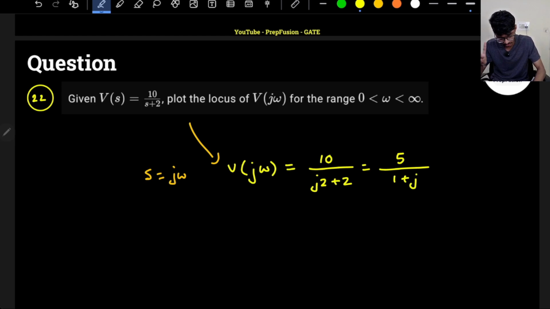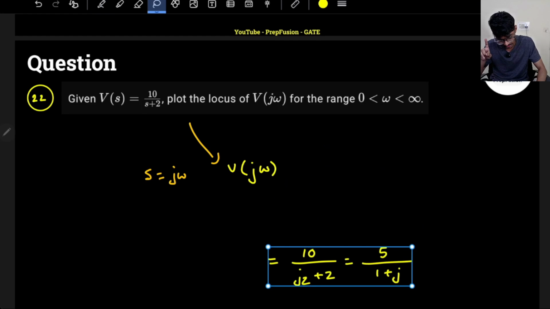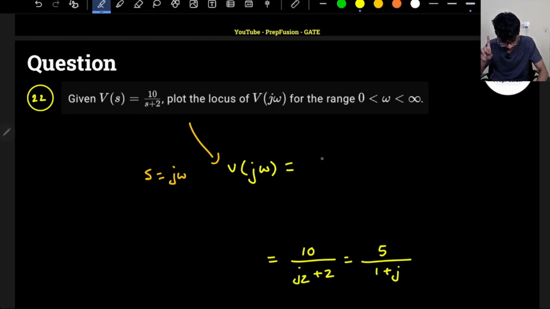Sorry, this is for omega equal to 2. First I have to replace with omega. I will come to this later on. First let's write it in terms of omega. This will be 10 by j omega plus 2. Now if I replace omega with 0, this will be simply 10 by 2. Correct? This will be 5.